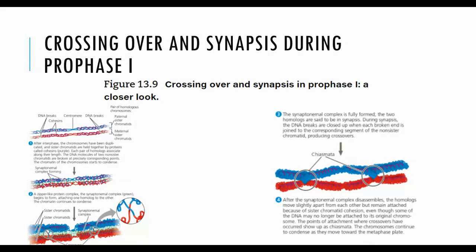Once the complex is fully formed, the two homologs are in synapsis. During synapsis, the DNA breaks are closed up when each broken end is joined to the corresponding segment of the non-sister chromatid, producing crossing over. Then they get out of that phase, and they're ready to go into metaphase 1. An important point here is that crossing over is not going to occur with sister chromatids because they are identical. So it does have to be the non-sister chromatid for crossing over to occur.